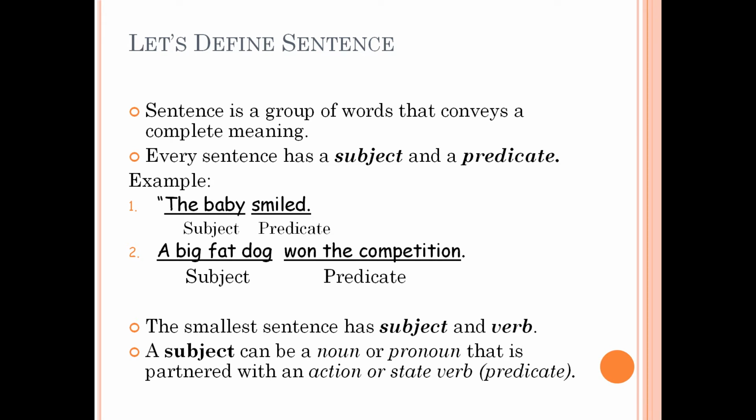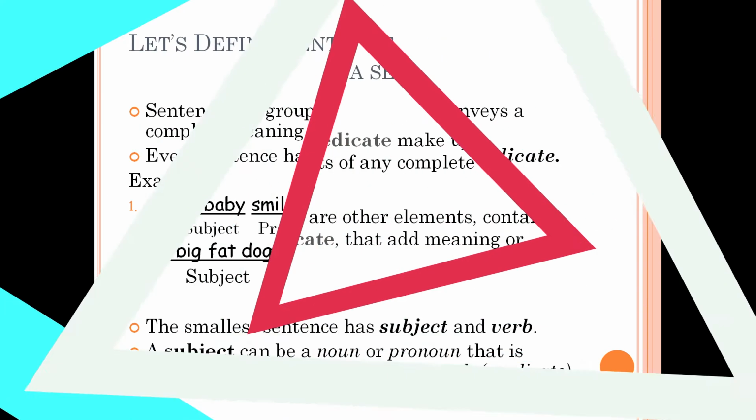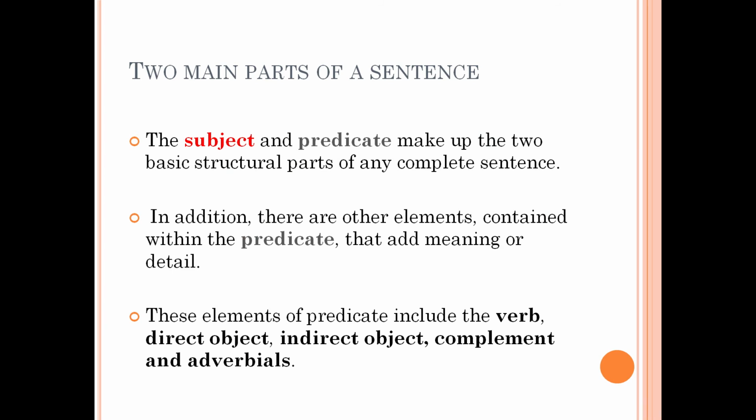And a subject as well as a predicate can have more than one word, as we have seen in the second example. So there are 2 points to be considered. Number 1, the smallest sentence has subject and verb, and a subject can be a noun or pronoun that is partnered with an action or state verb. So, dear students, out of this interpretation, we find 3 main points about the sentence. There are 2 main parts of a sentence, the subject and predicate. And these 2 parts make up the 2 basic structural parts of any complete sentence.